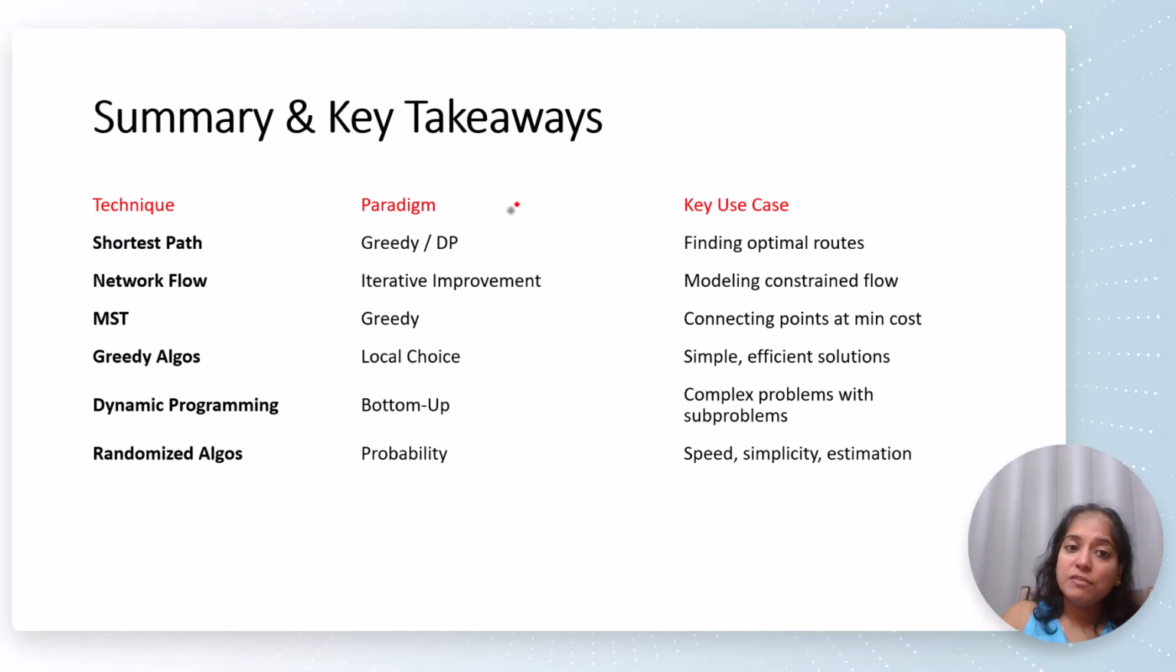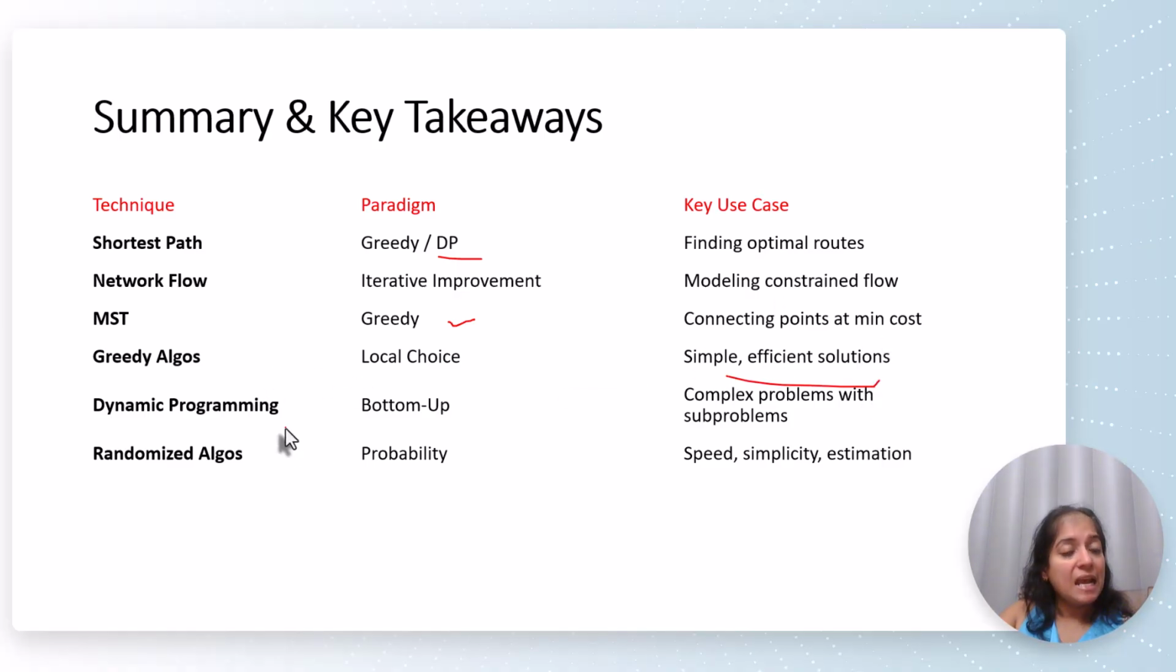So if we summarize all of these: for the shortest path algorithm paradigm, we use the greedy approach or dynamic programming. It is used to find the optimal routes. The next one was network flow, which we use for iterative improvement. It is used for modeling constrained flow. Then the minimum spanning tree, which uses a greedy approach, in which we connect the points to find the minimum cost. Then greedy algorithms are based on the local choice, not the global choice; they find the local minimum value. It is simple and provides simple and efficient solutions.